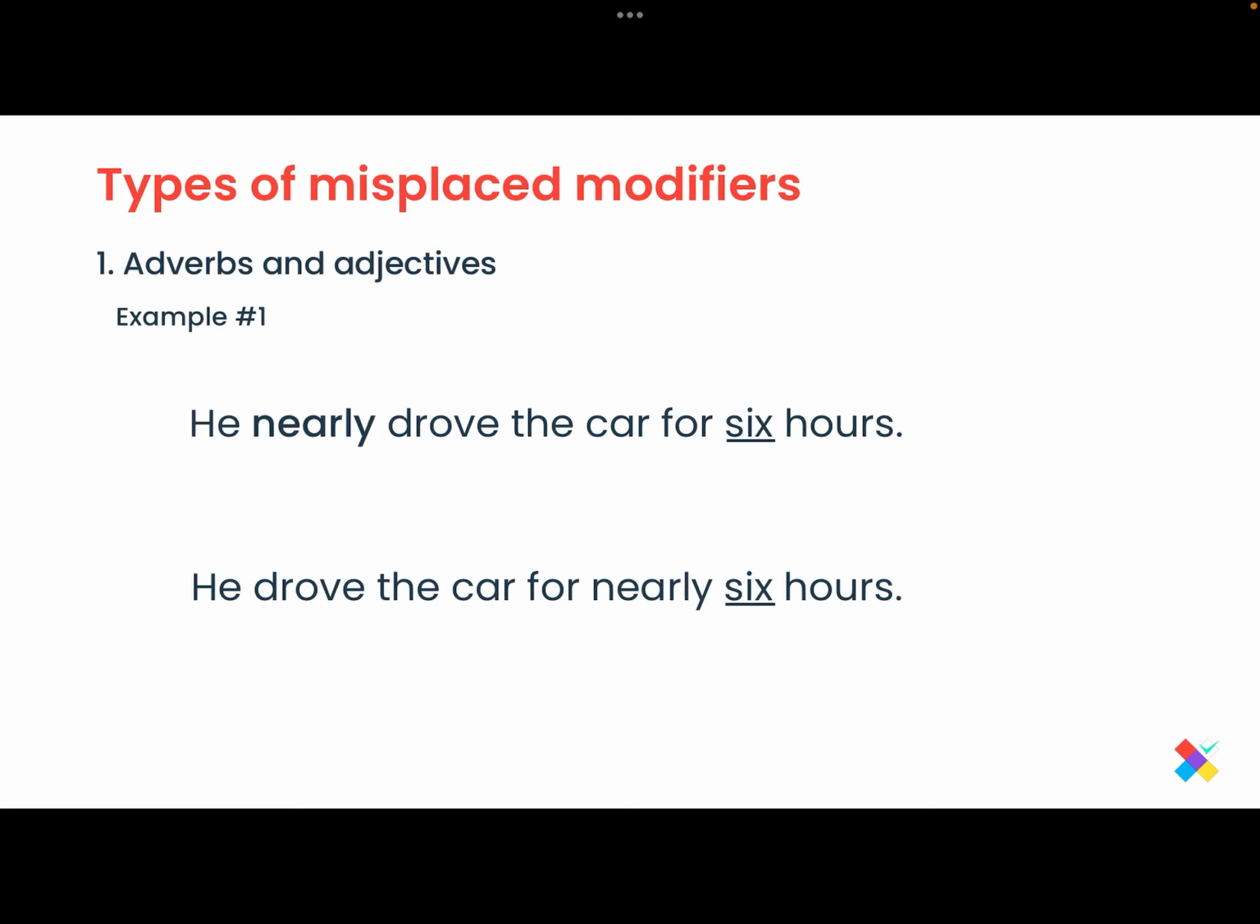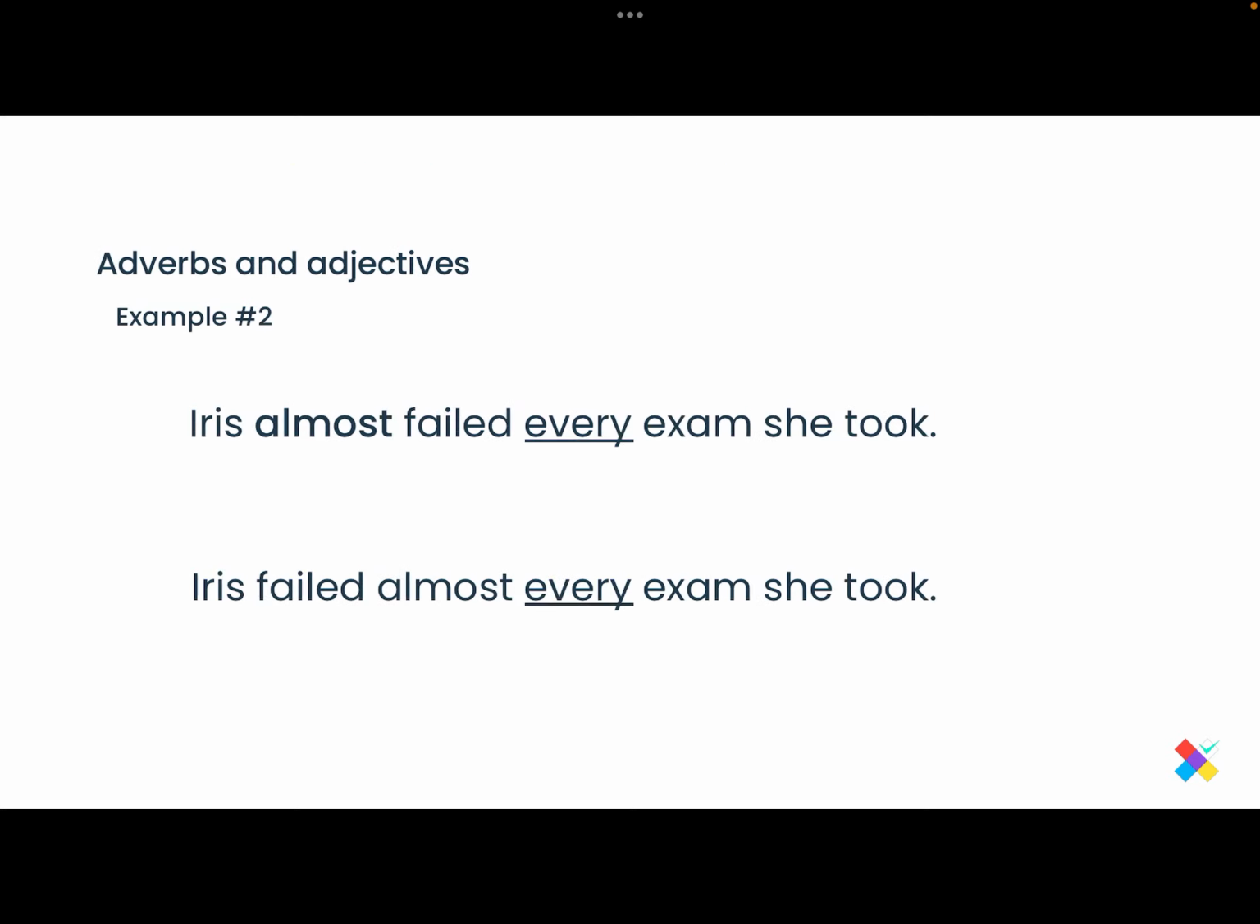Okay, he nearly drove the car for 6 hours, and he drove the car for nearly 6 hours. And you'll often find an adverb between the subject and the verb of a sentence, but unless it's modifying the verb, it's a misplaced modifier, like in this example. In this situation, the adverb nearly is modifying the adjective 6, not the verb drove. So all you have to do is put the adverb in front of the adjective it's modifying, and voila, everything is done. Moving on to the next example with Iris and her exams.